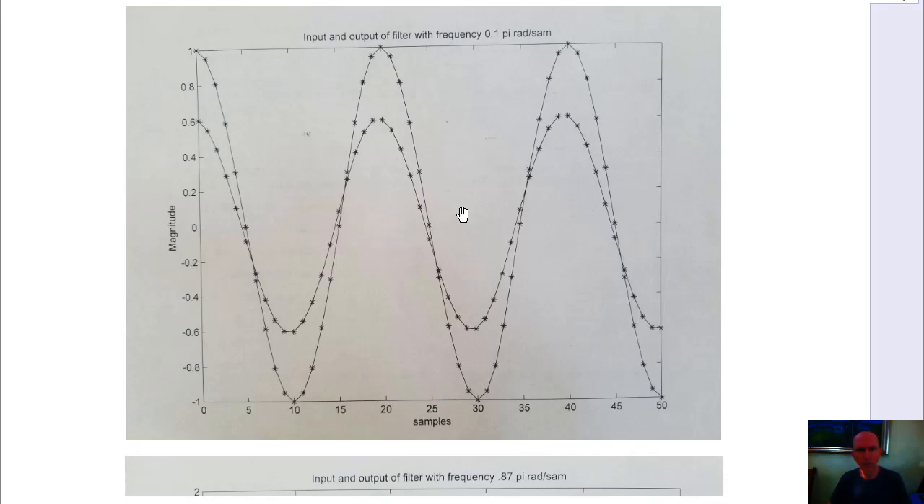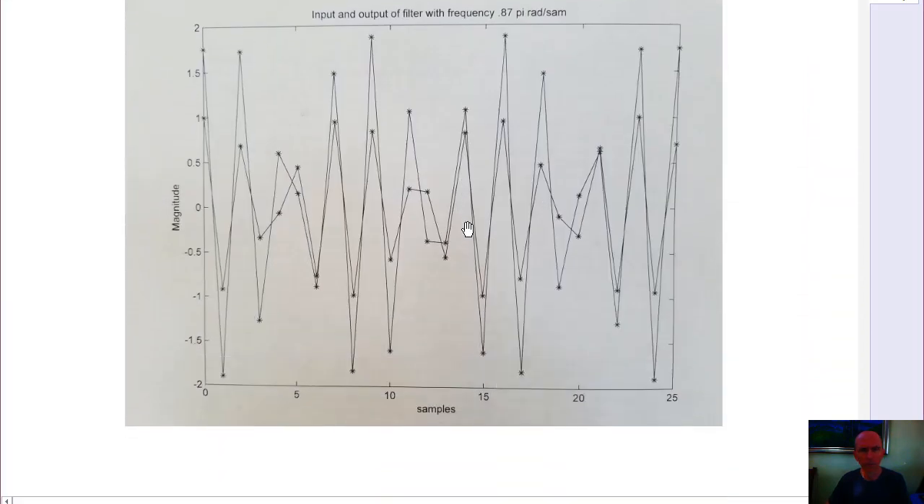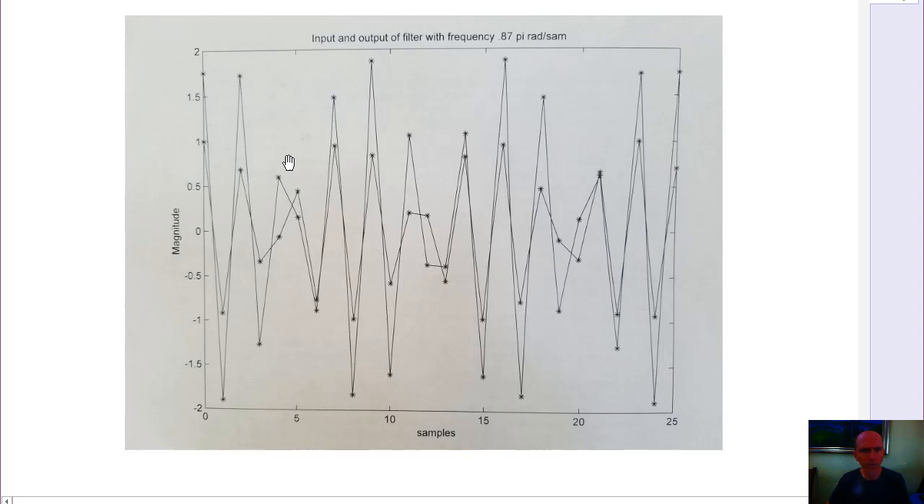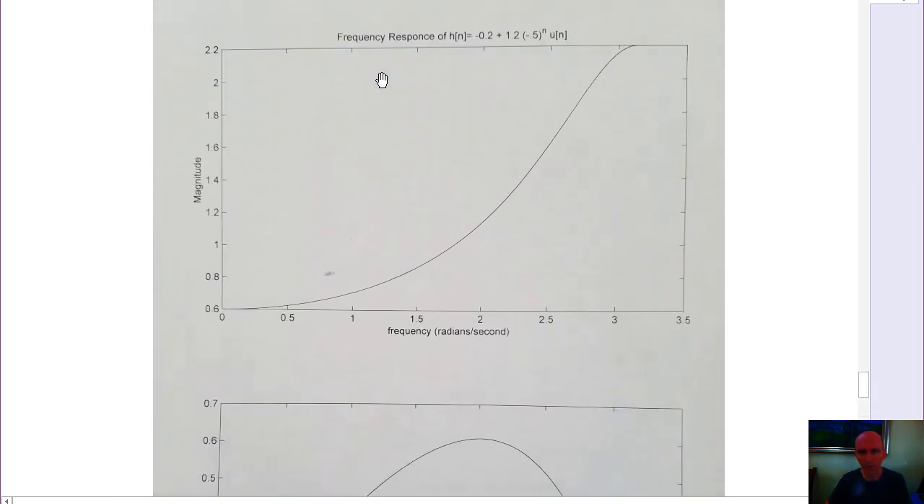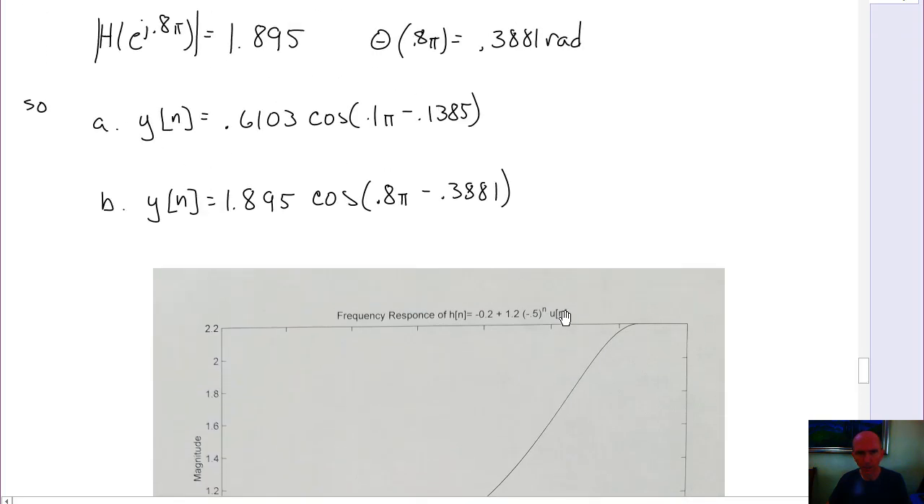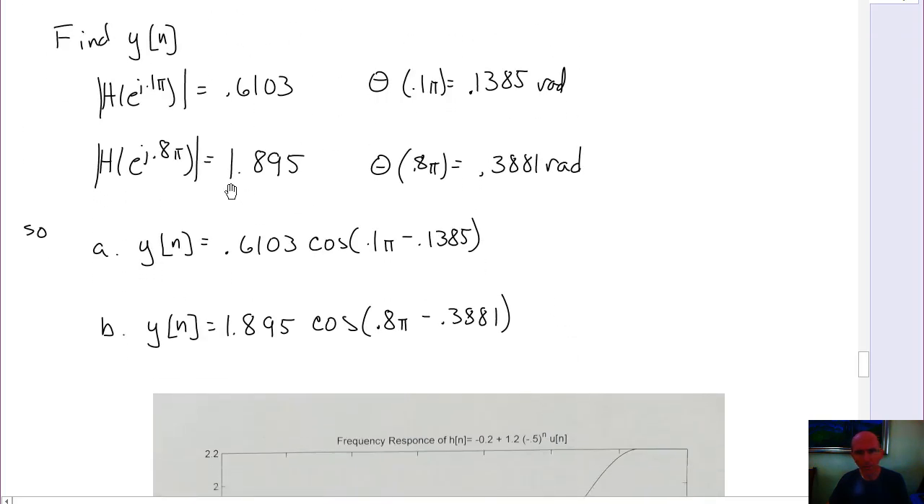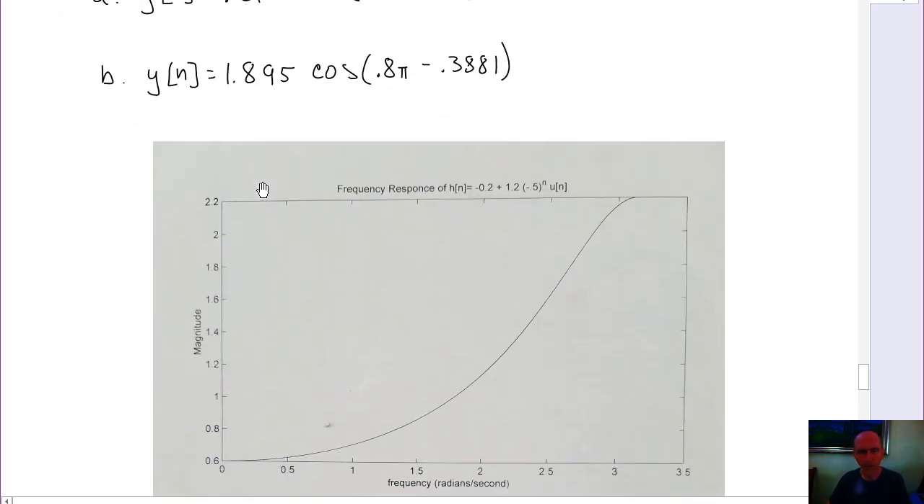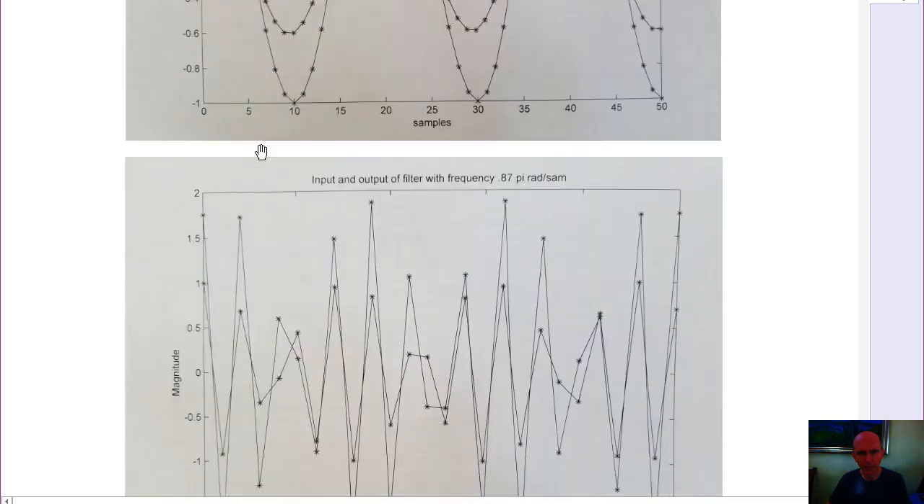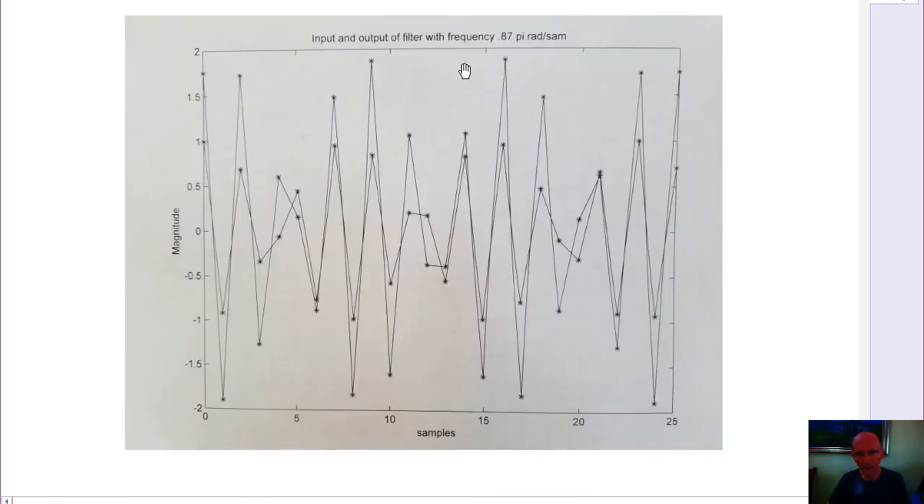If we change the input frequency, we increase it. In this case, if we increase it to 0.8 pi radians per sample, the input is again going to have an amplitude of 1, but the output is actually going to be larger, as we would expect from the frequency response. So if we have 0.8 pi, 0.8 is going to be around here, as we had calculated. The magnitude is going to be like 1.9, almost twice. So 1.89 should be the output here, and so we can see that basically it'll get up to about 1.89 as the magnitude of the output.